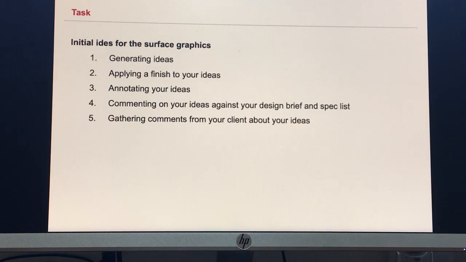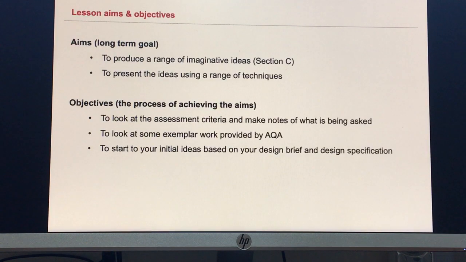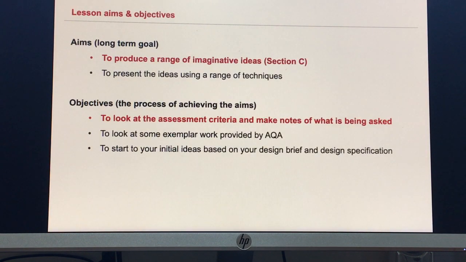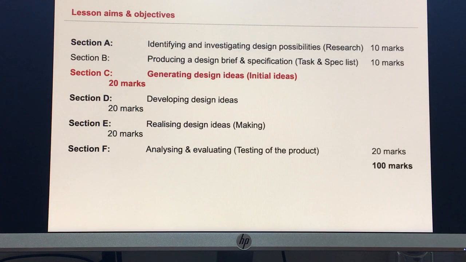So in this video, I'm just going to go through the assessment criteria, and then in the following videos we'll do a demonstration about generating ideas. So the aim is to produce a range of initial ideas for section C. I'm going to look at the assessment criteria. This is all flowed over, but it just gives you an idea. It's worth 20 marks, so it's a considerable amount of marks. Roughly about 3 concise sheets we're looking for, okay?